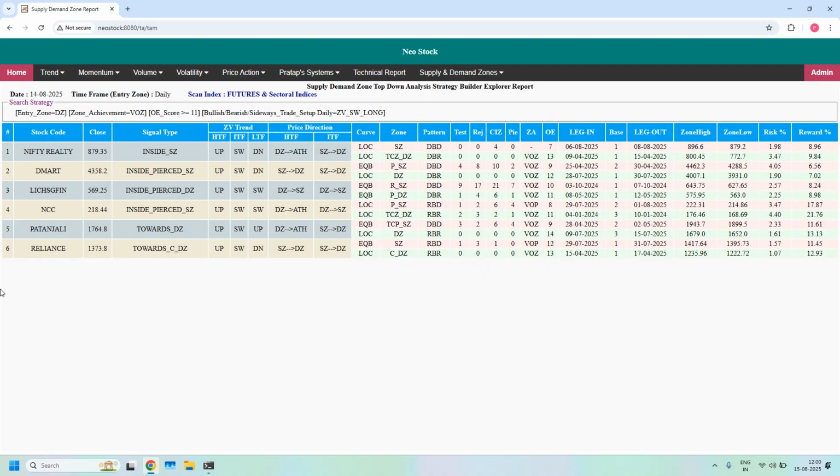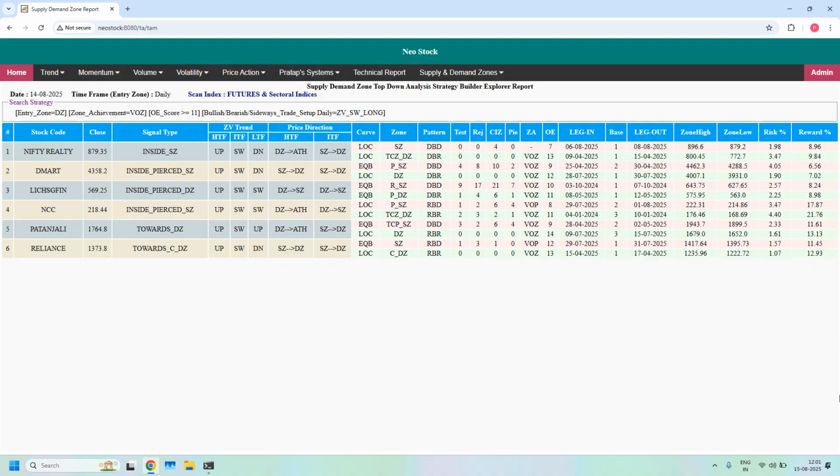We got 6 stocks. Sideways long trade setup for monthly income trade. Entry time frame zones are these daily demand zones. This is a pierced zone. You have to use only pierced zone strategy. This is also pierced zone. So total 6 stocks we identified. Out of 6, 2 are pierced zones. Those you can plan only pierced zone strategies.